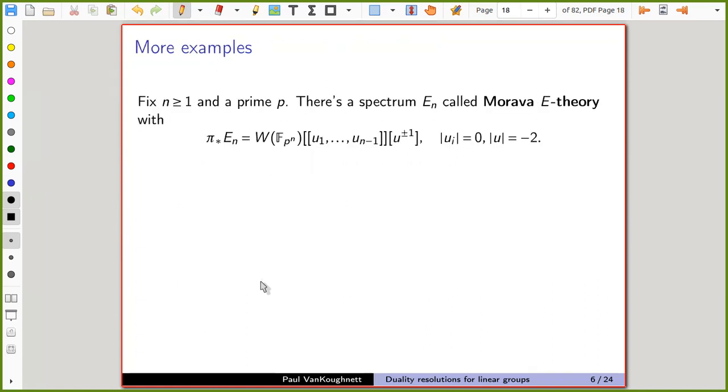Okay, so this is basically some ways that you should think about these functors. Okay, so let's look at some more interesting examples, which are more closely related to stable homotopy theory. So first of all, let's fix n greater than or equal to 1 and a prime p. Then there's a spectrum called Morava E theory, which has these coefficients.